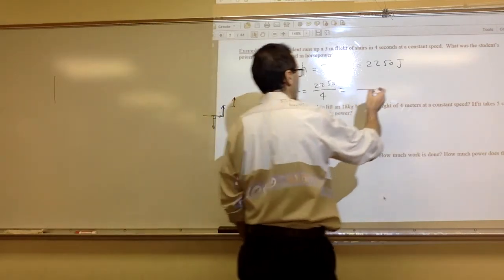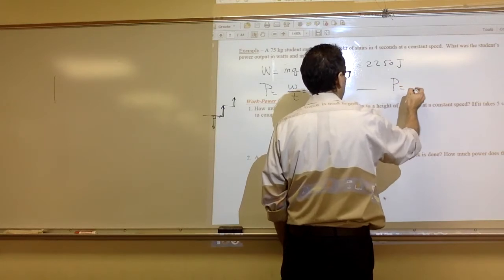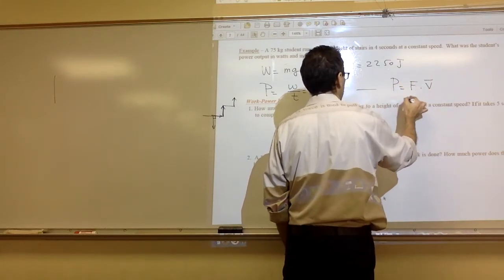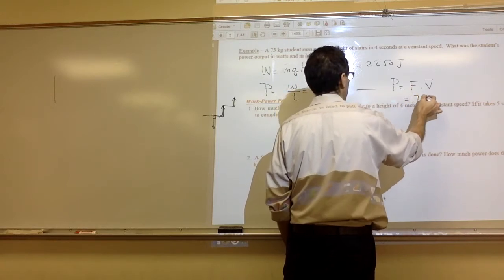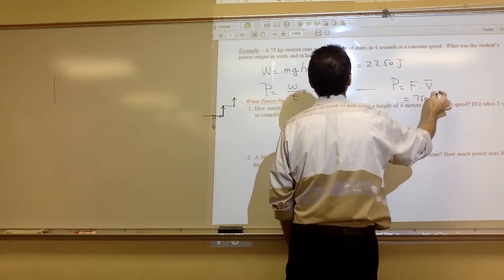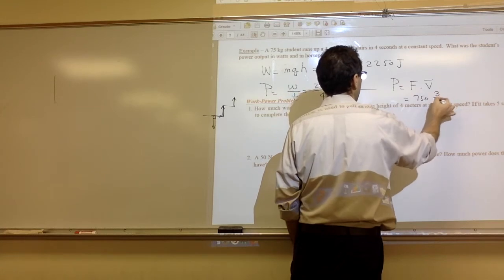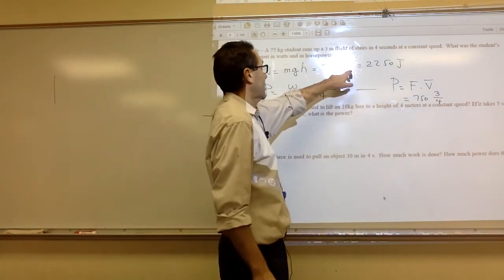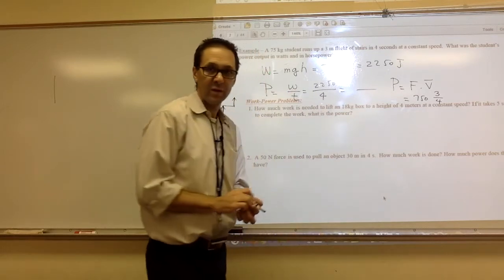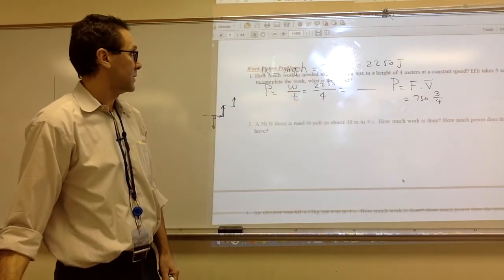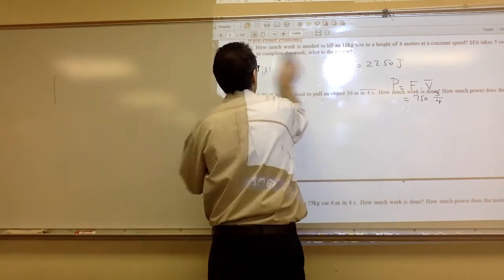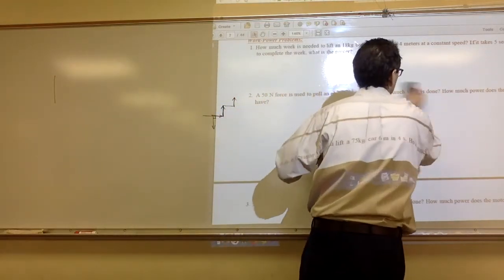Another way you could have done power is to say it's F times the average speed. The force is 750. The average speed: we travel 3 meters in 4 seconds. And it comes out to be the same thing, because now you're multiplying by 3 here and dividing by 4 down there.